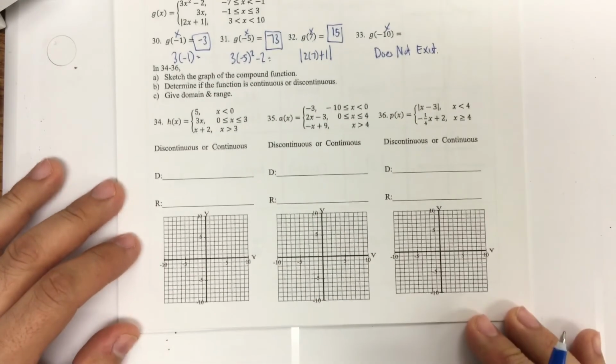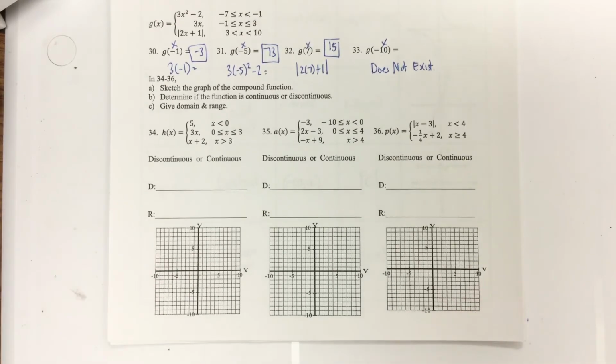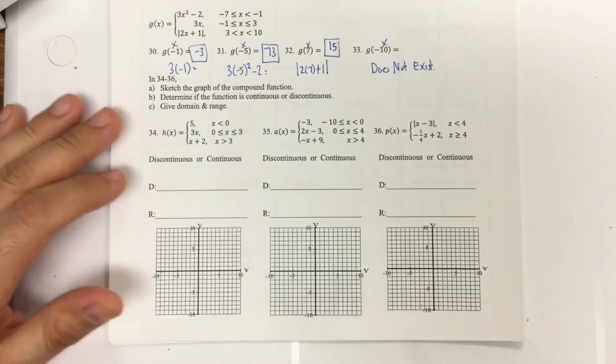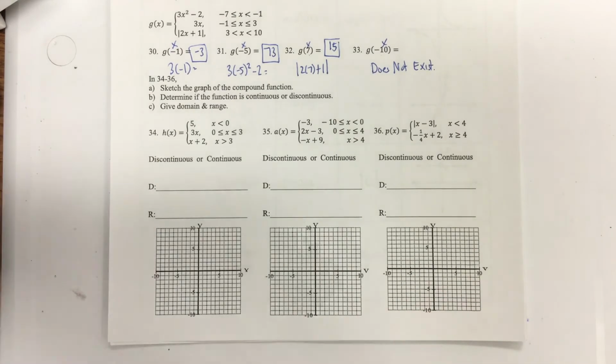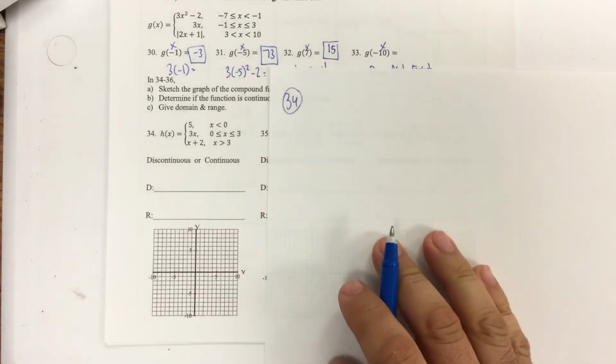Okay. So last but not least, we have these right here where it says to sketch the graph of the compound function, determine if the function is continuous or discontinuous, then give the domain and the range. Okay, so first off, for this first one here, I do make tables, as you know, so I'm going to make tables for 34. So for the first one, 5.